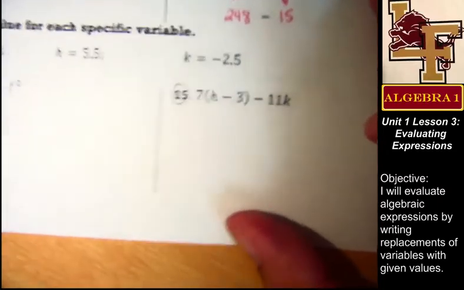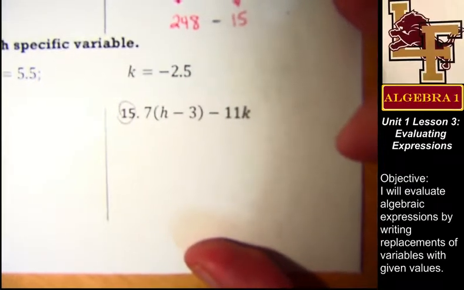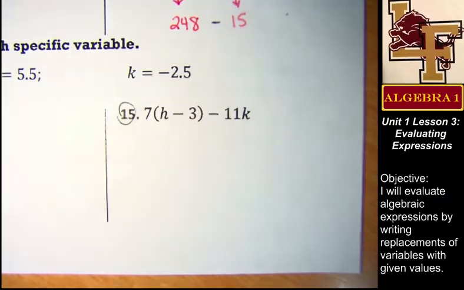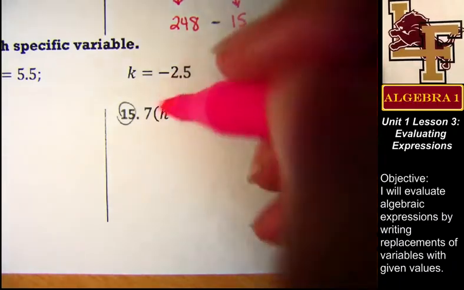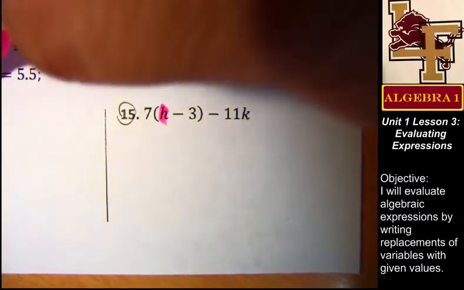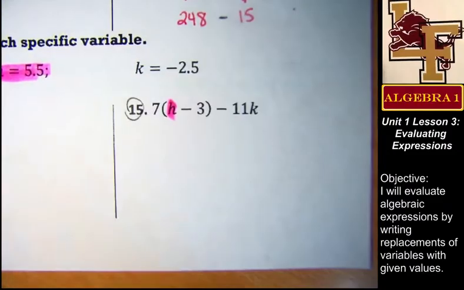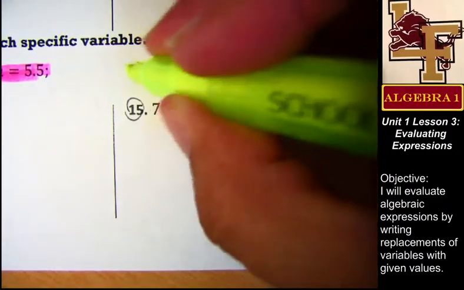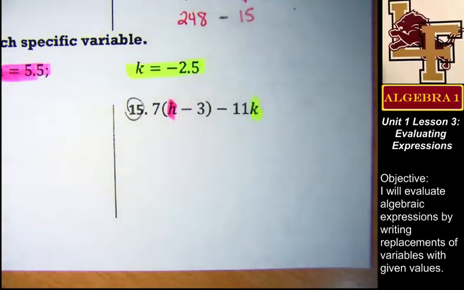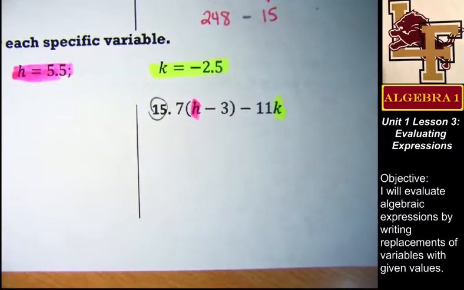This is the answer to number 15 from your daily work. So looking at this one, I noticed we have two variables listed. I have the variable h, there's the value, and I also have the variable k. Here's the value for that one. So I'm going to rewrite this expression, and every time I hit a variable, I'm going to stop, set up some parentheses, then go find the value, and immediately write that value in.